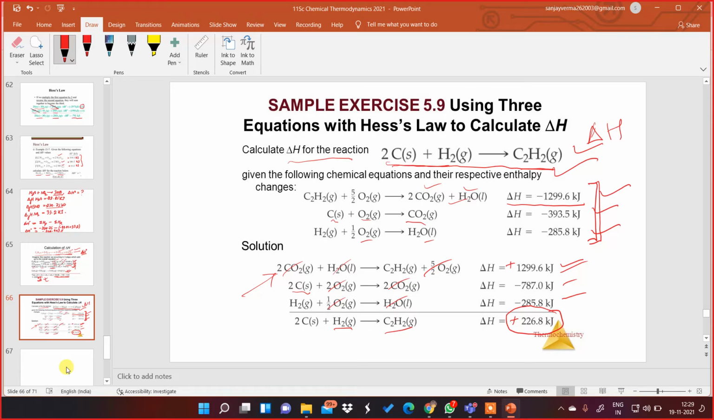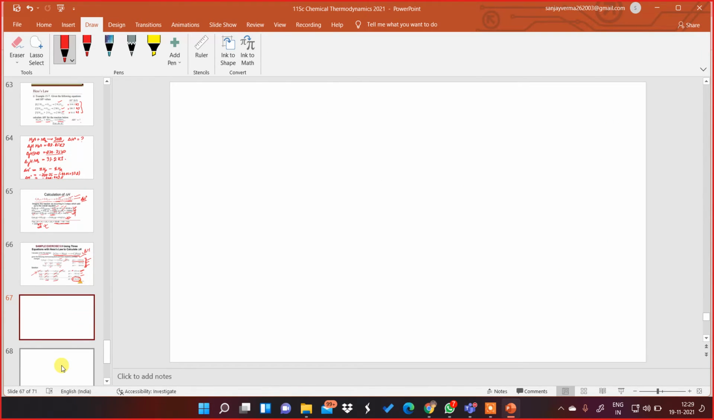Before doing the other examples, please remember some applications. Some applications I have to discuss. Applications of Hess's law.